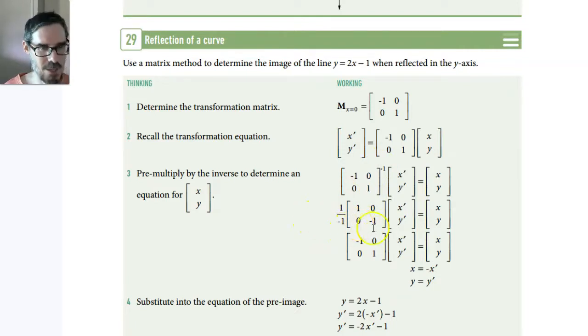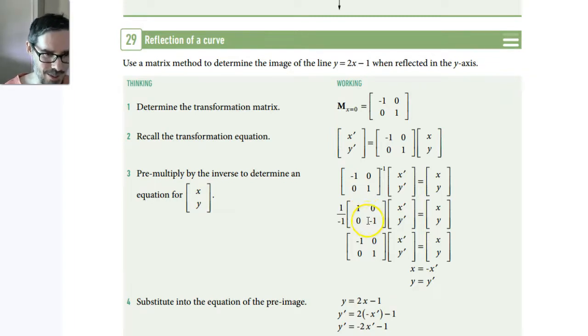Year 12 students who've done your trig identities, have a go at trying to prove that the inverse of a general reflection matrix, you know, the one with cos and sin of 2 theta in it, is itself.